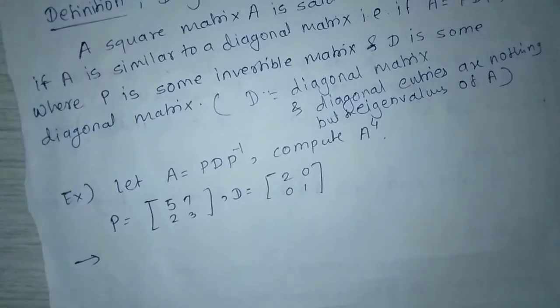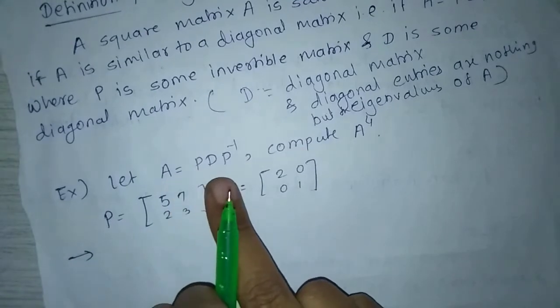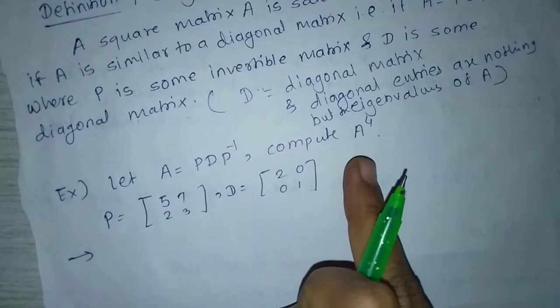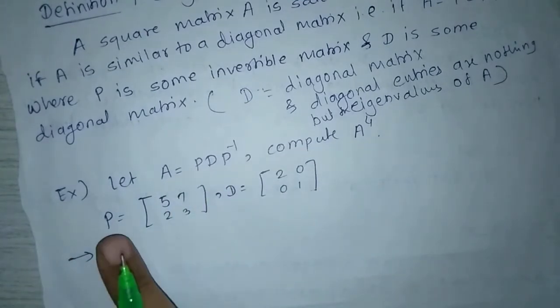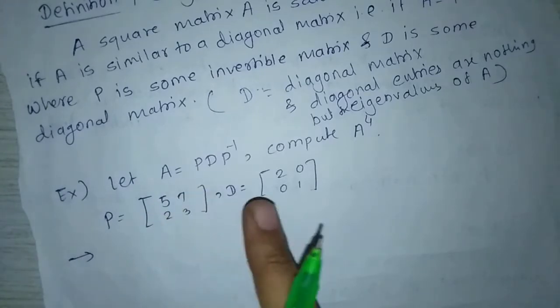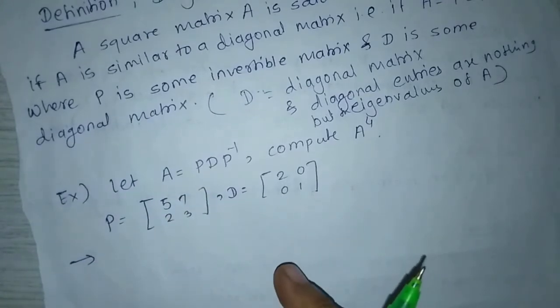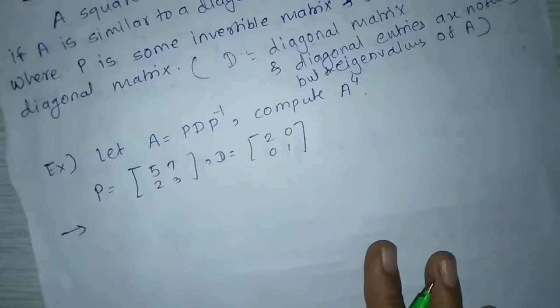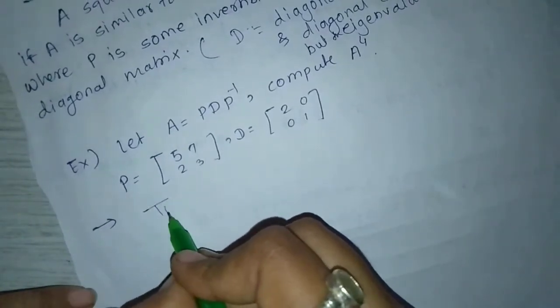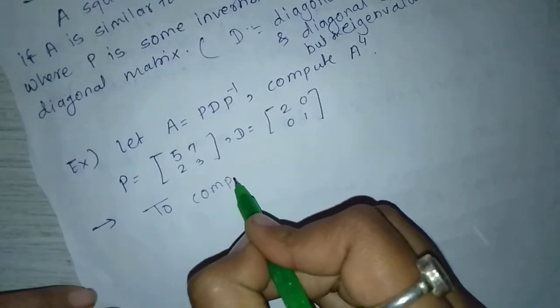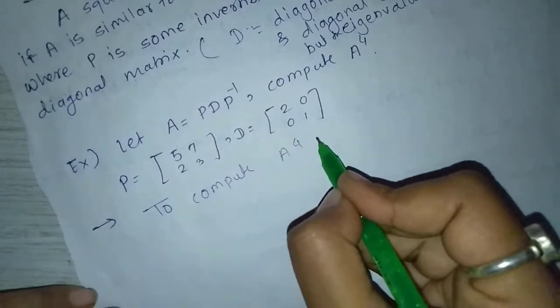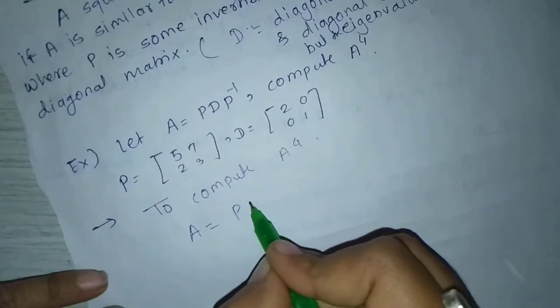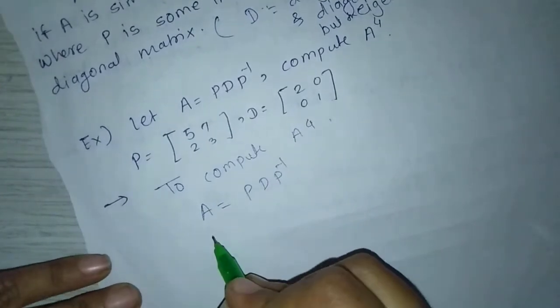Next example, let A equal PD P inverse, compute A raised to 4. P equals 5, 7, 2, 3 and D equals 2, 0, 0, 1. To compute A raised to 4, here A equals PD P inverse.